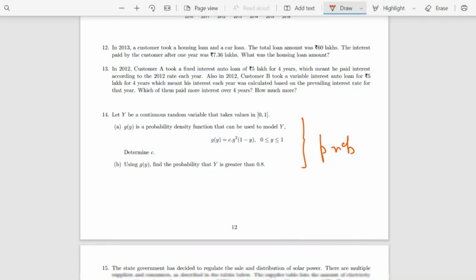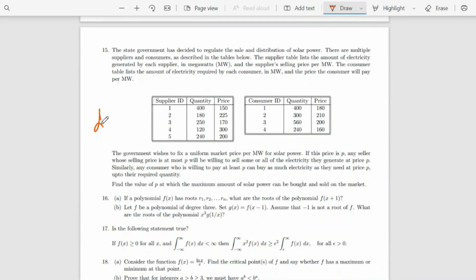So coming to the next section, you will find questions from, again, data interpretation. It may be a question from data interpretation, or it may be a question from some other part also. For example, it's talking about finding the value of P, which is the maximum amount of solar power that can be bought or sold in the market. So maybe you can solve it using your basic intuition also.